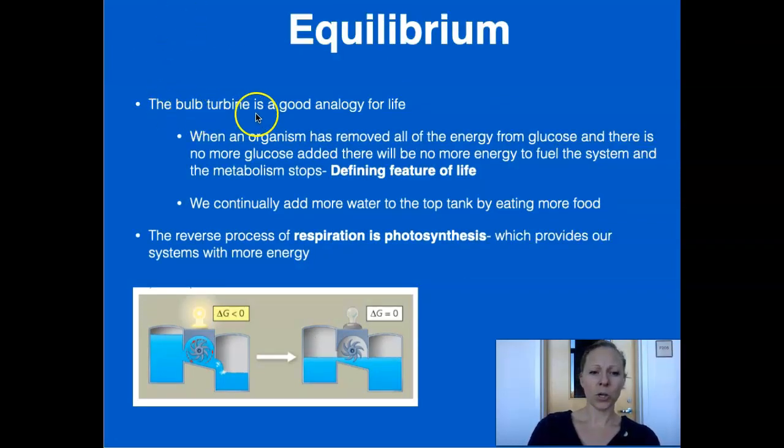So the bulb turbine is a good analogy for life. When an organism has removed all of the energy from the glucose, there's no more glucose added, and there'll be no more fuel for the system. And this stops the metabolism, and this is a defining feature of life. So we are continuously putting water into this top tank and refueling ourselves in order to continue this turbine spinning, or to fuel our metabolism.